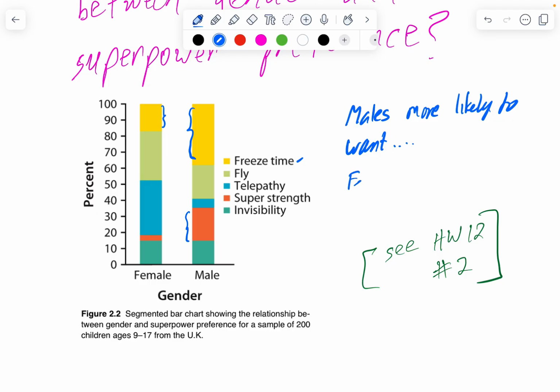You could then go on to say females were more likely to prefer flying, and females were more likely to want telepathy. Lastly, you could say where they're the same or similar, and that is for invisibility. There was about an equal amount of males and females that voted invisibility. So you could obviously go into more detail. I didn't want to write a whole paragraph here, but you could explain in paragraph format and describe the relationships that you notice in the data.